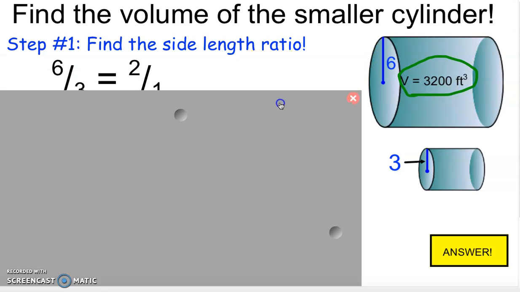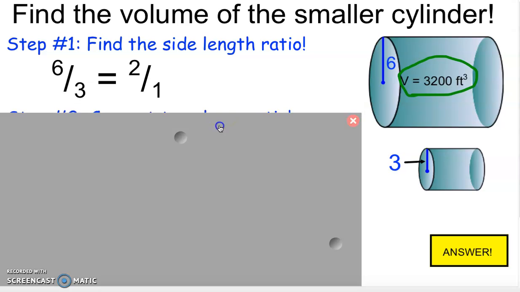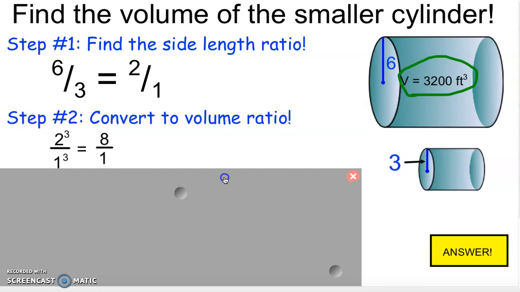So I have 6 and 3, and that's going to reduce to 2 over 1. So the scale factor between them is 2 over 1. Now to figure out the volume scale factor, I'm going to need to cube that ratio. So 2 cubed is 8, and 1 cubed is still 1.